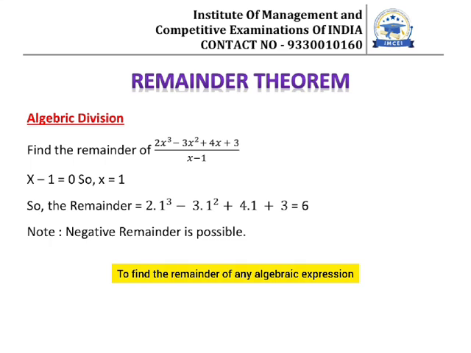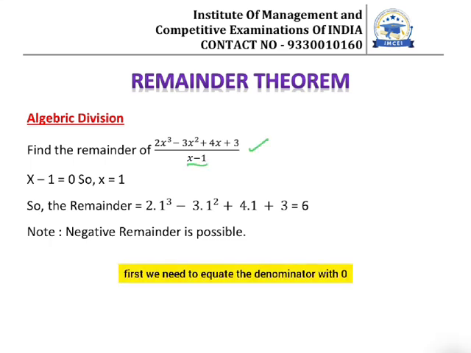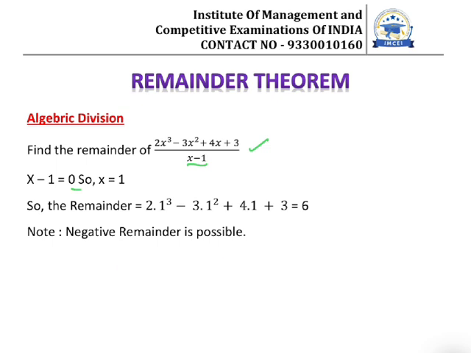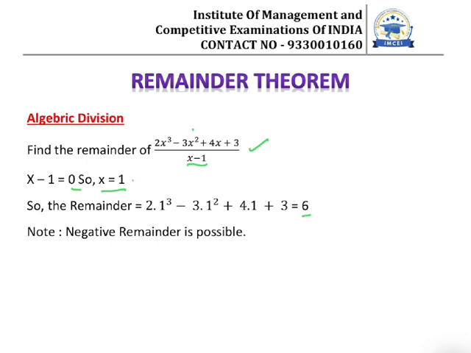To find the remainder of any algebraic expression, first we need to equate the denominator with 0. Here x minus 1 equals 0, so x equals 1. Now we need to put the value of 1 here in the numerator. So the net value is coming 6. So the remainder is 6. Now we need to remember, in case of algebraic division, negative remainder is possible.